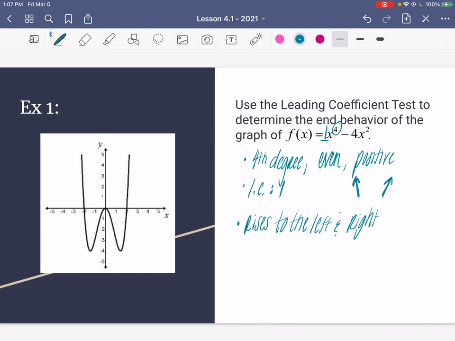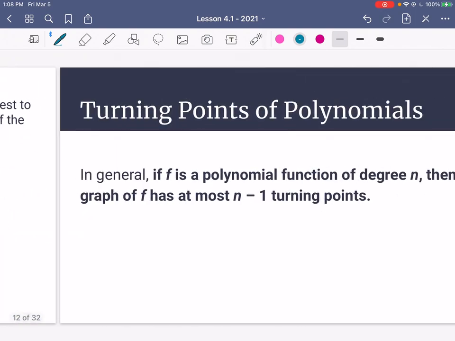And I also like to always just kind of draw my arrows here. That way I can visualize before I graph a polynomial or when I'm answering a question like this, what is actually happening to the ends of the function. And if you take a look here at this example, this confirms that this is in fact positive to the right and to the left, and it's even, so it's rising in both spots.